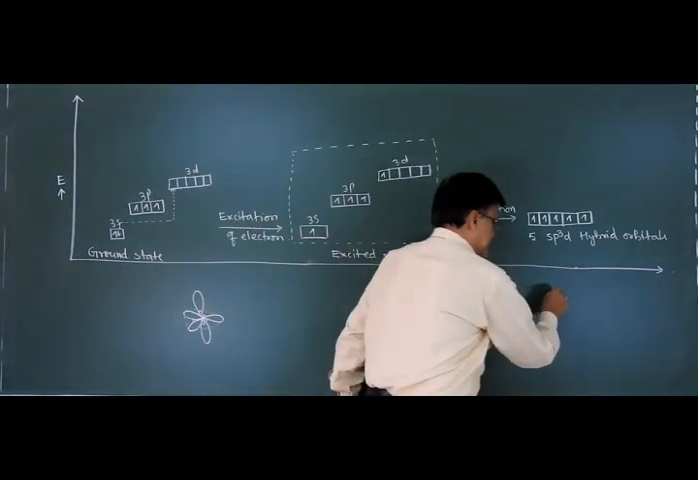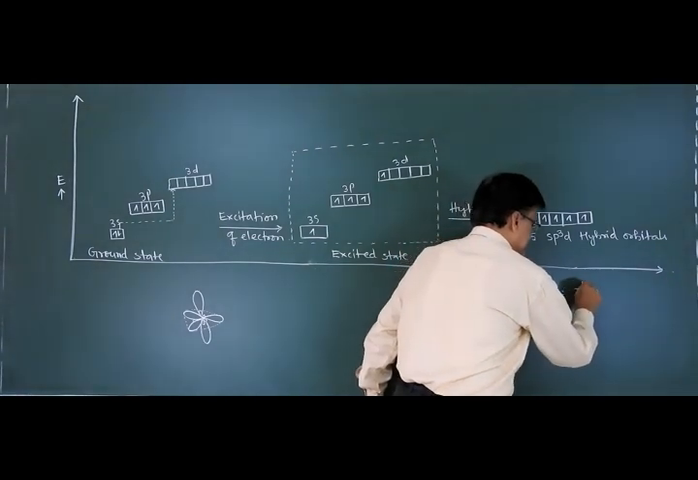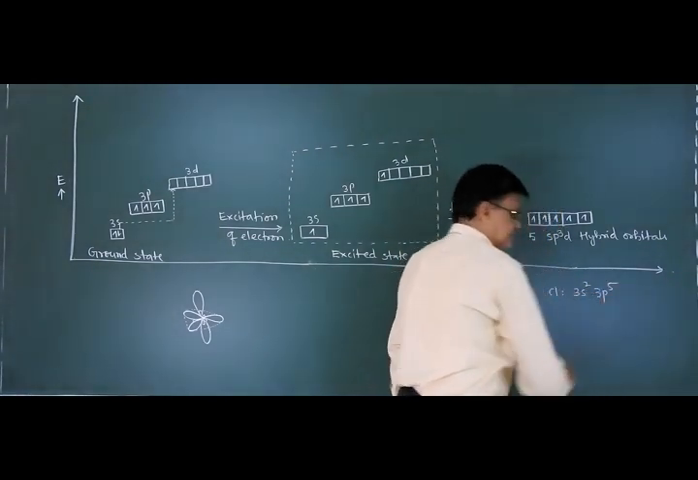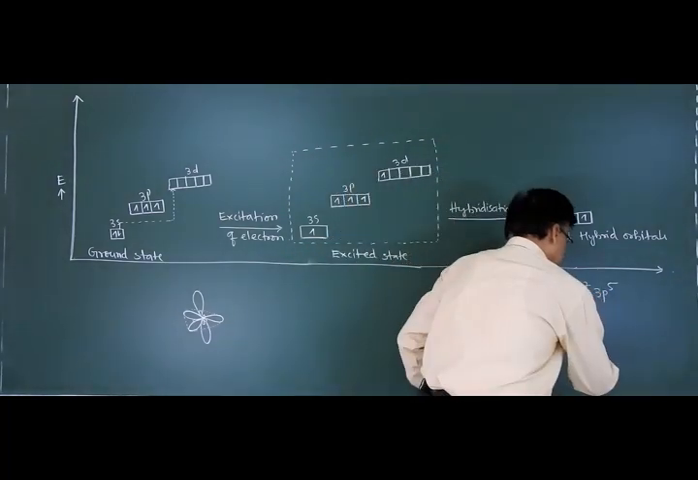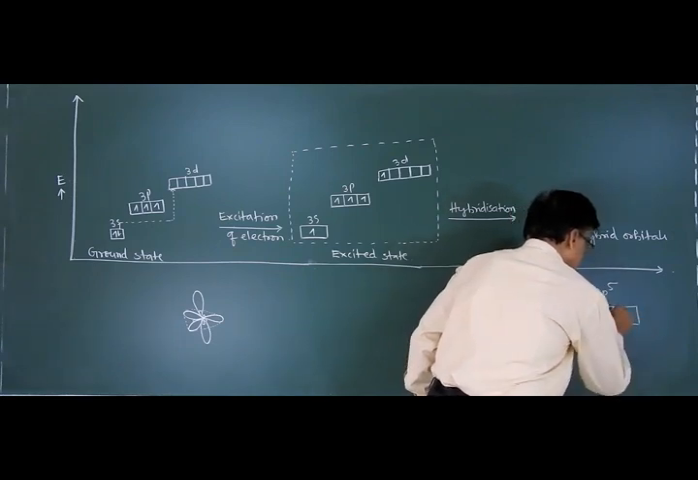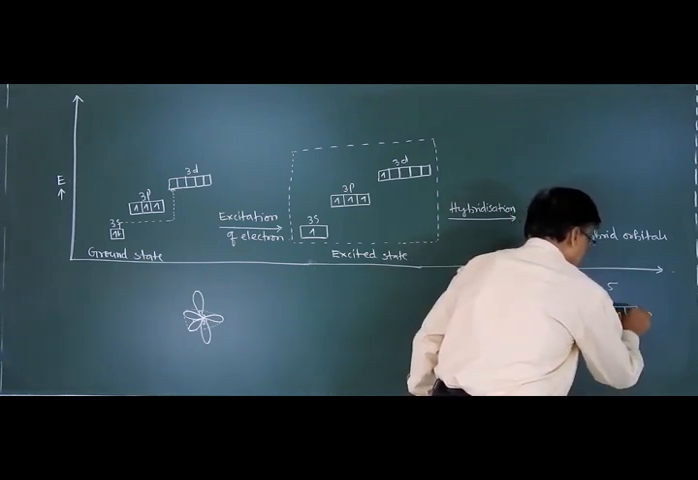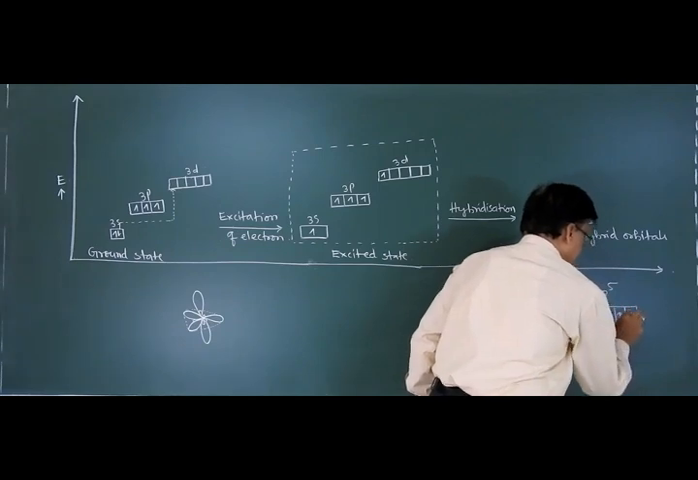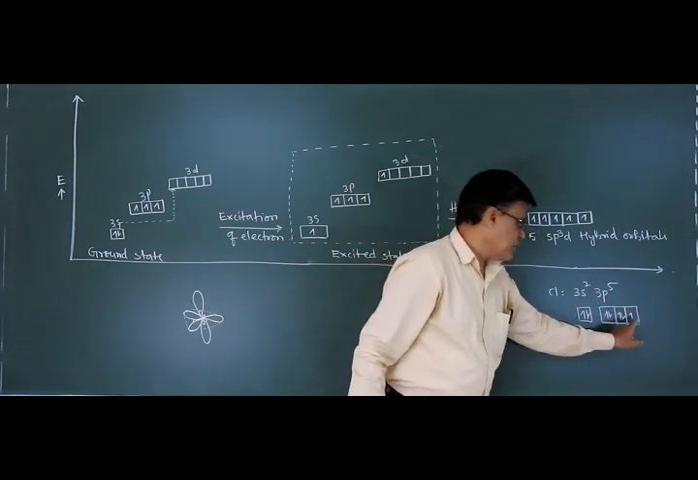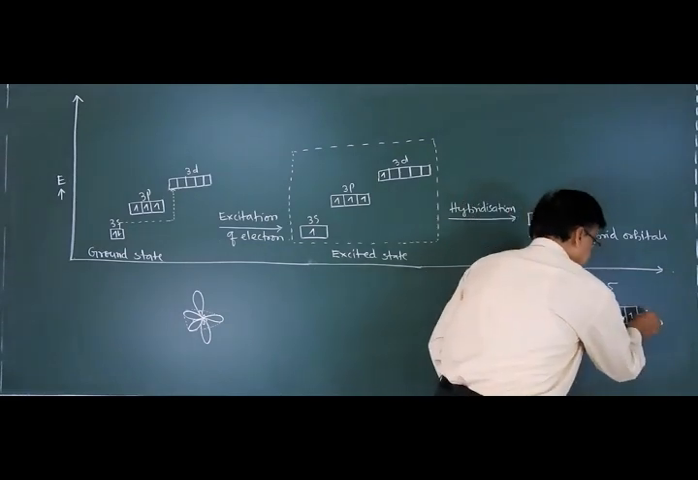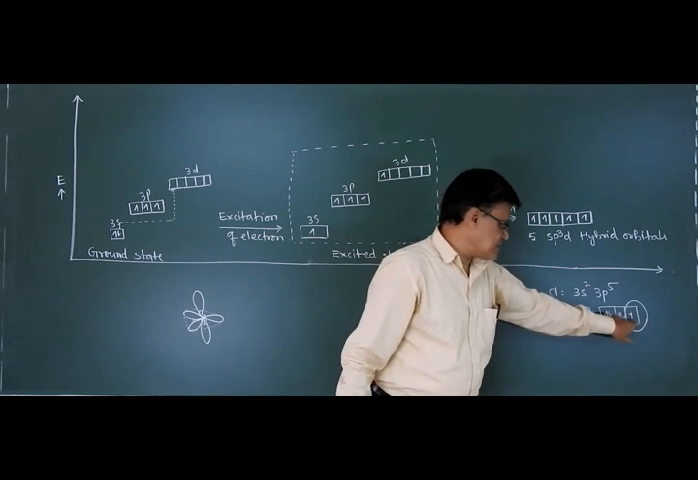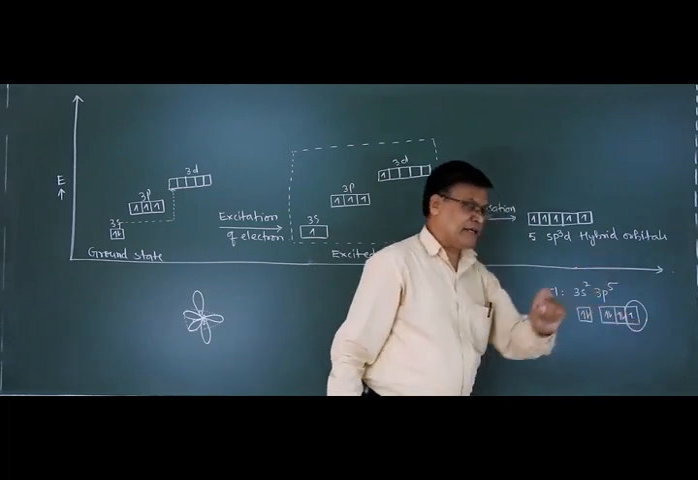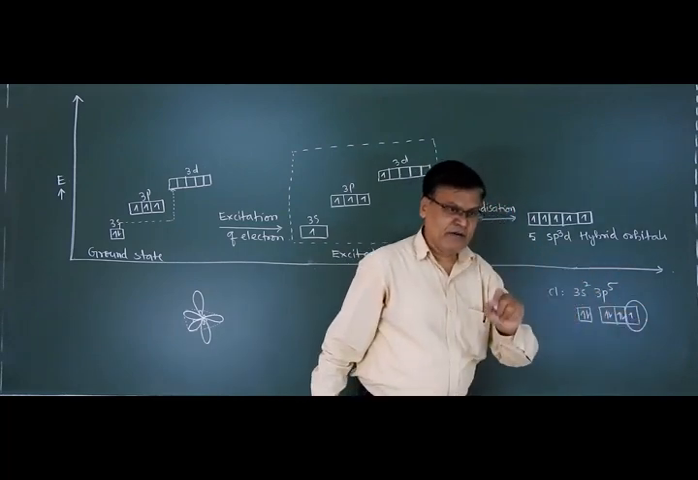I will write the chlorine configuration. The valence shell electronic configuration of chlorine is 3s2 3p5. 3s has 2 electrons, 3p has 5 electrons. 1, 2, 3, 4, 5. Clear? Now one unpaired electron is present here. One unpaired electron is present in the valence shell. That is the last orbital. That electron participates in the bond formation.